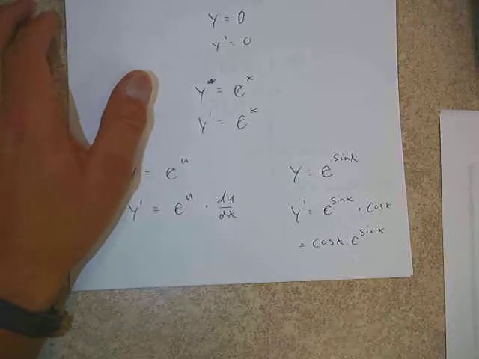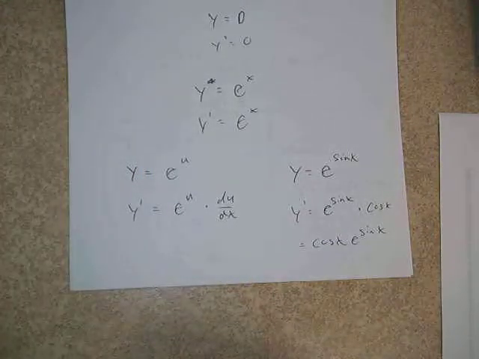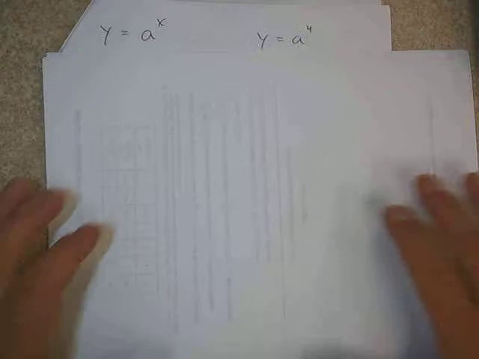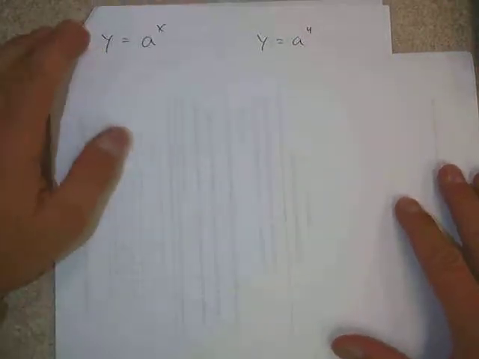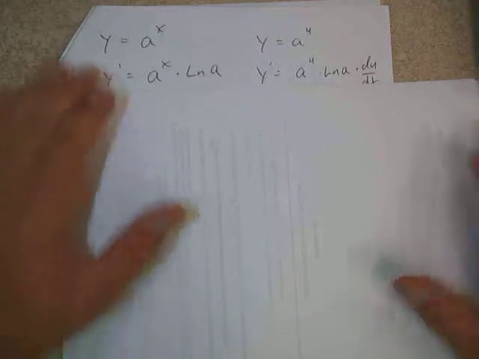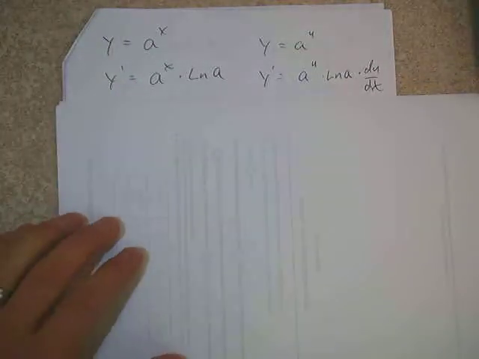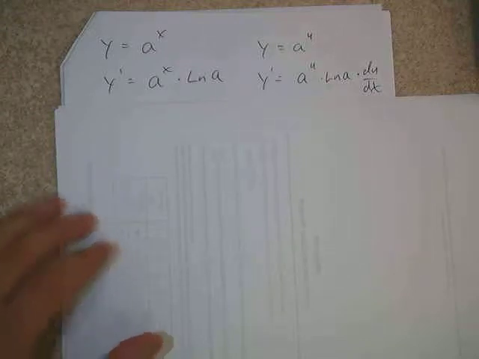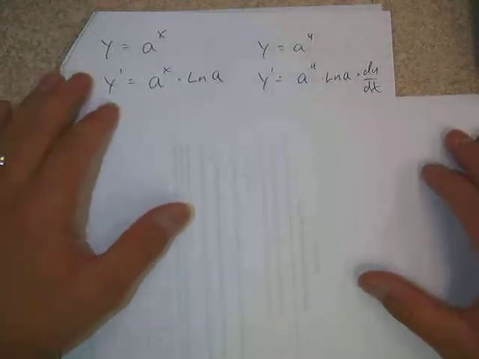Okay. Now we might ask, if e to the x is its own derivative, is that true for all exponential functions? What if I had 2 to the x or 3 to the x? And the answer is no, but it's close. Okay, the rule for a general exponential function, a to the x, is that the derivative is a to the x times the natural log of a. And of course in the chain rule form, it's a to the u, natural log a, times du dx.